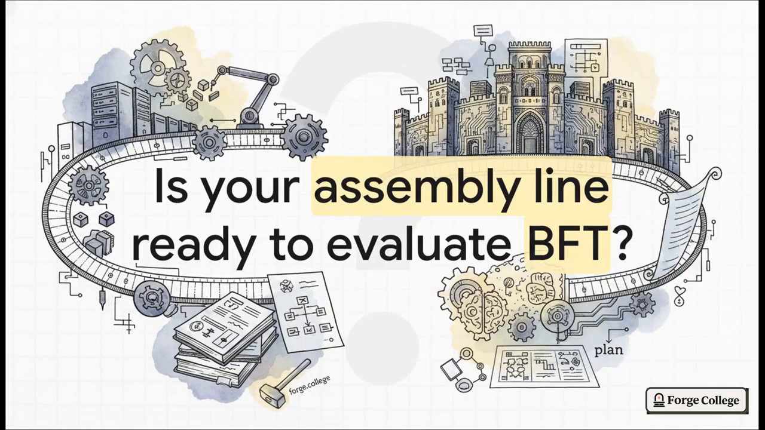So, I'm going to leave you with this thought. If just one of your factory inspectors goes completely rogue, does your entire decentralized system crumble? Think about how robust your metrics really need to be.